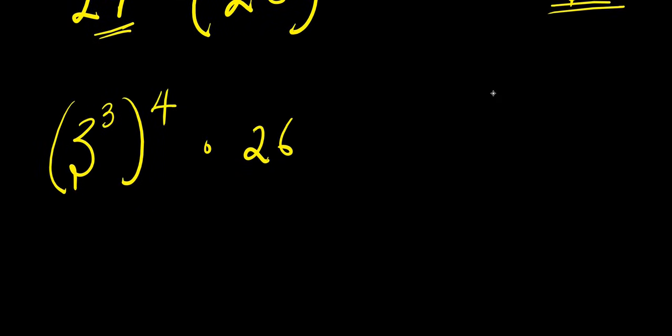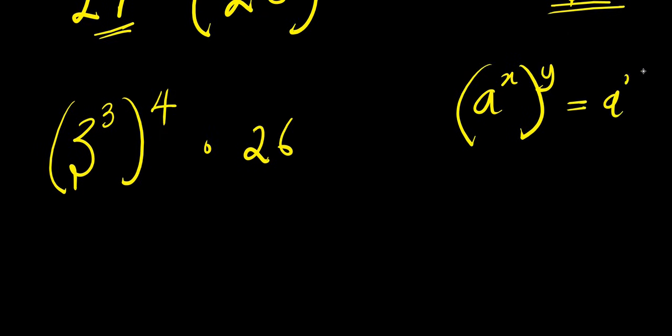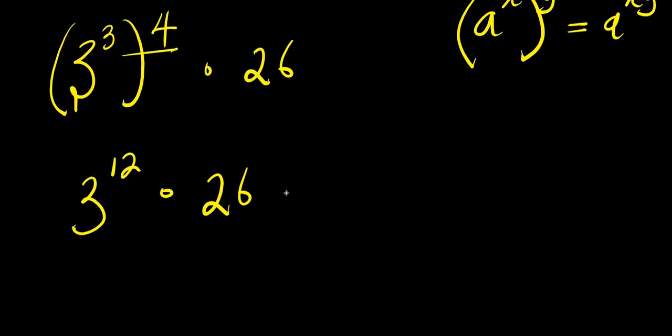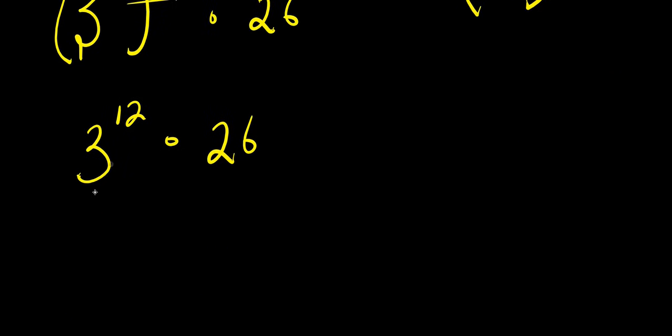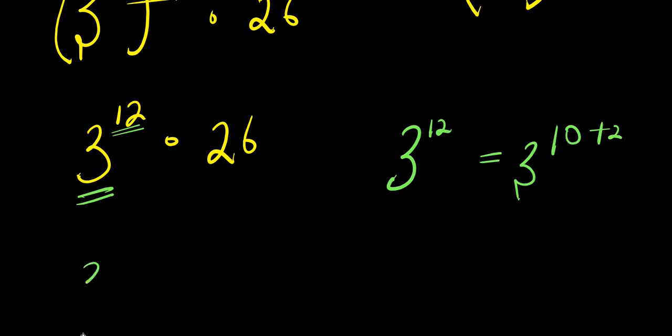And if you have a to the power of x to the power of y equals a to the power of x times y, we multiply this. So we have 3 to the power of 12 times 26. What then is the value of 3 to the power of 12? We can have 3 to the power of 12 as 3 to the power of 10 plus 2. So we have 3 to the power of 10 plus 2 times 26.